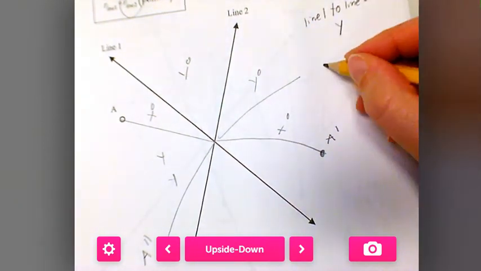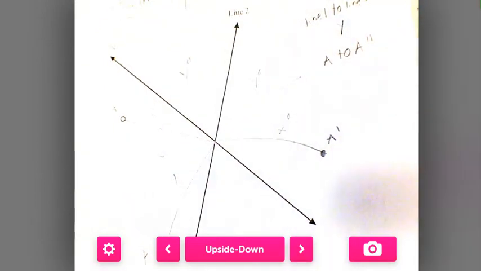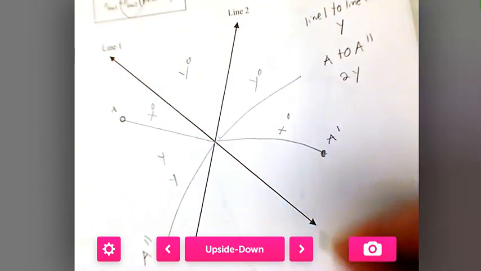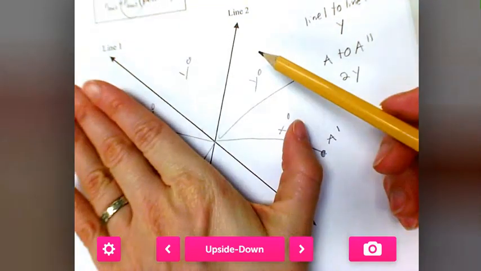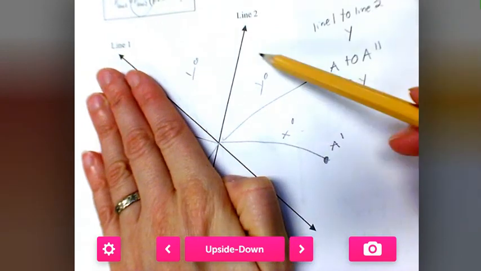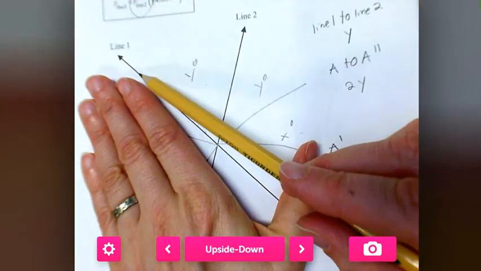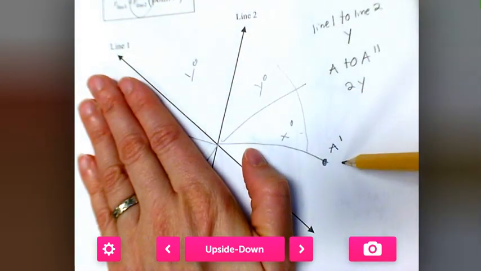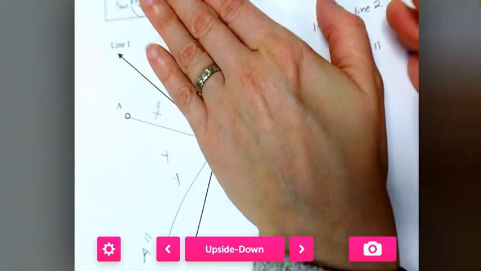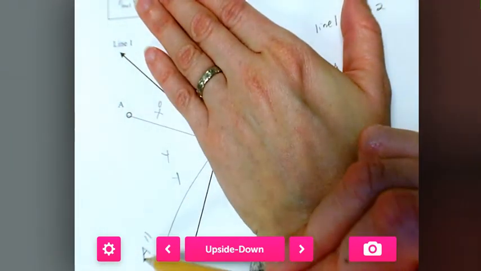Okay. What's the distance between A to A double prime? Y to y? 2y. Are they double? Yes. Okay. Who got lost when we look at this? Do we see that there's an x, y, y here? On this side of line 1, do we see an x, y, y from line 1 to A prime? Yes. Okay. Do we see an x, y, y on this side of line 2? Yes. Okay. See how they're the same?